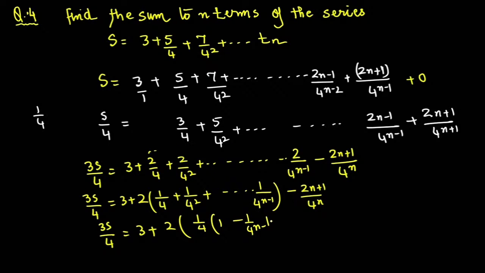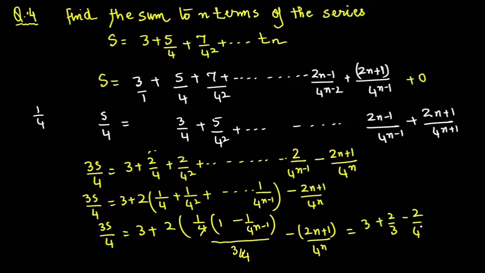So divide by 1 minus r. 1 minus r means 1 minus 1 by 4, that is 3 by 4, minus 2n plus 1 upon 4 to the power n. So I can write it like this: 3, this 4 gets cancelled, and this becomes 2 by 3 minus 2 upon 4 to the power n minus 1, and this again 3 will be here, 3 minus 2n plus 1 upon 4 to the power n.